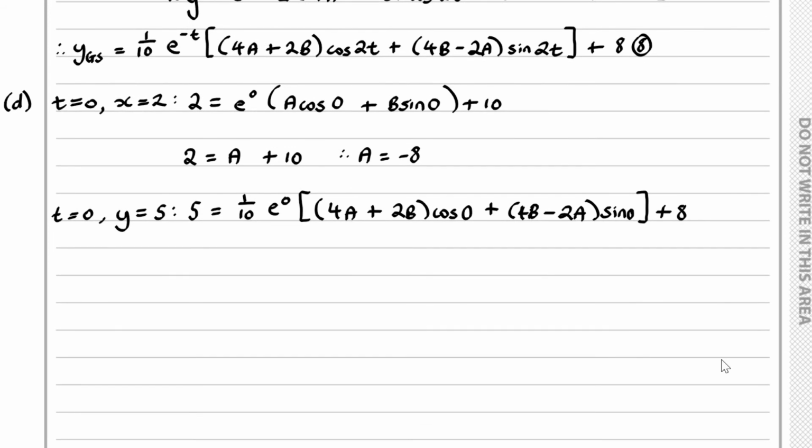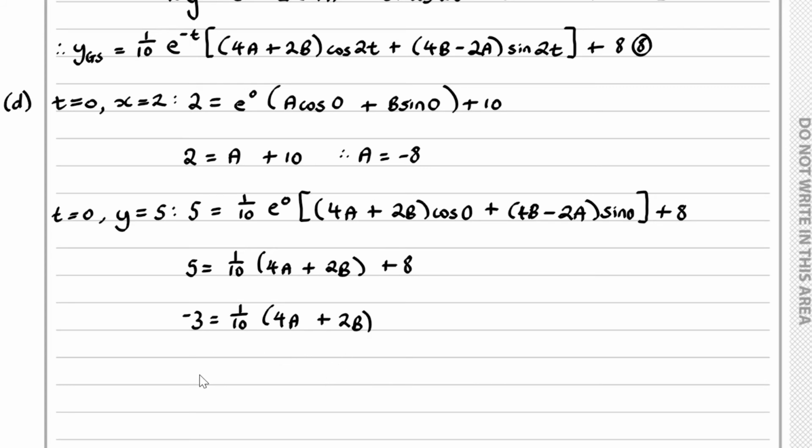So at this point we can tidy this up even further. Of course, the sine of 0 is just 0, cosine of 0 is just 1, e to the 0 is 1. So we have 5 equals 1/10 times 4a plus 2b plus this extra 8. So 5 take away 8, that's minus 3. So we have minus 3 equals 1/10 lots of 4a plus 2b.